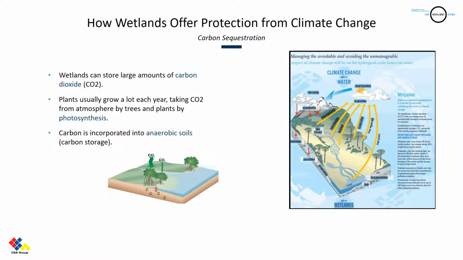Another consideration for wetland protection is the benefit they offer in protection from climate change, specifically when we are talking about carbon sequestration. As you know, wetlands can store large amounts of carbon dioxide. Plants usually grow a lot each year, taking CO2 from the atmosphere through photosynthesis. Then carbon is incorporated into the anaerobic soil, or what people call carbon storage. So this is another reason why we need to protect and properly manage wetland areas or wetland ecosystems.